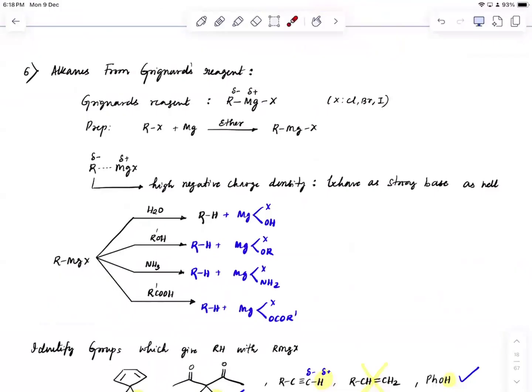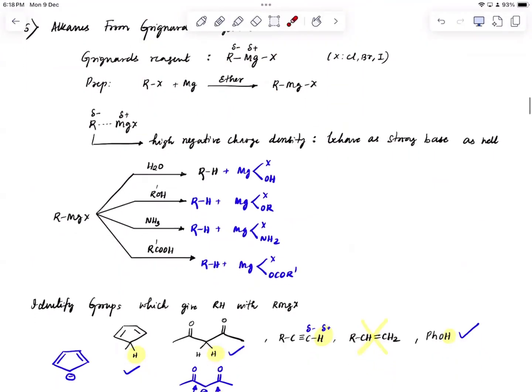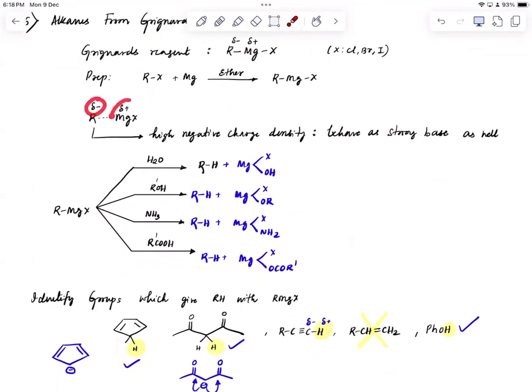Next one, check out reactions of alkanes from Grignard's reagent. Grignard's reagent is RMgX. How do we prepare that? You take an alkyl halide and react with magnesium in the presence of ether. So you'll get RMgX. In RMgX, you notice that R has a negative charge and MgX has a positive charge. And R will have a highly negative charge density here. So that's why it behaves as a strong base.